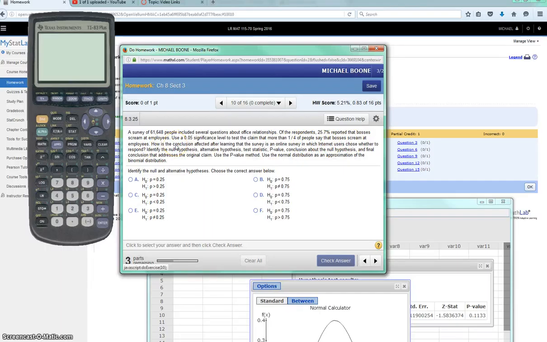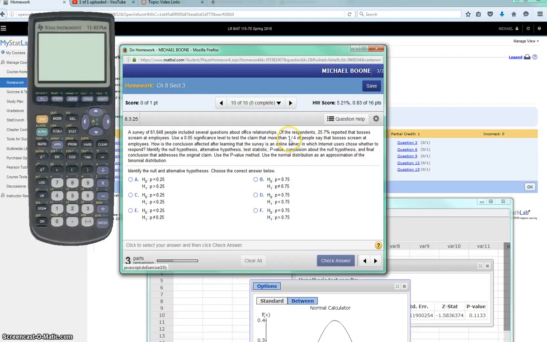How is the conclusion affected after learning more than 1/4? Okay, I like seeing those more than words. How is the conclusion affected after learning that the survey is an online survey in which internet users choose whether to respond? Identify the null hypothesis, the alternative hypothesis, test statistic, p-value, conclusion. So we have all these things that we're going to identify. Identify the null and alternative.